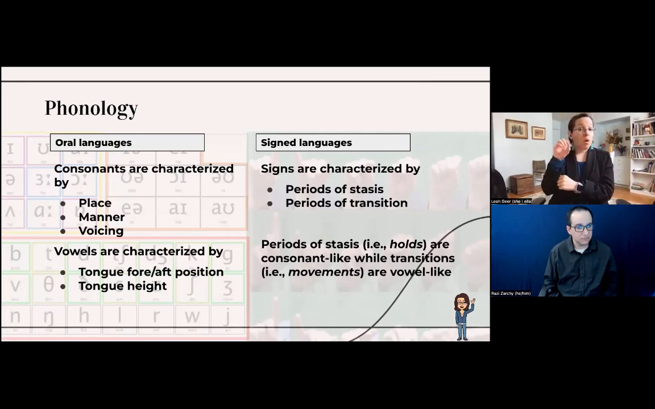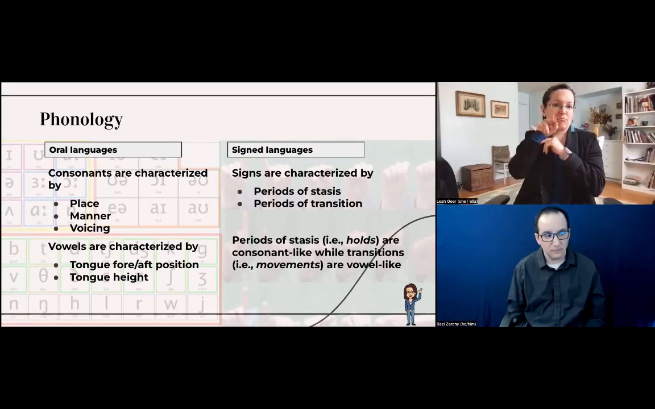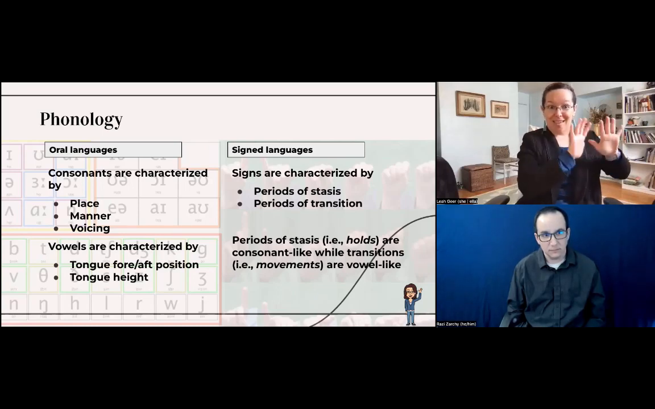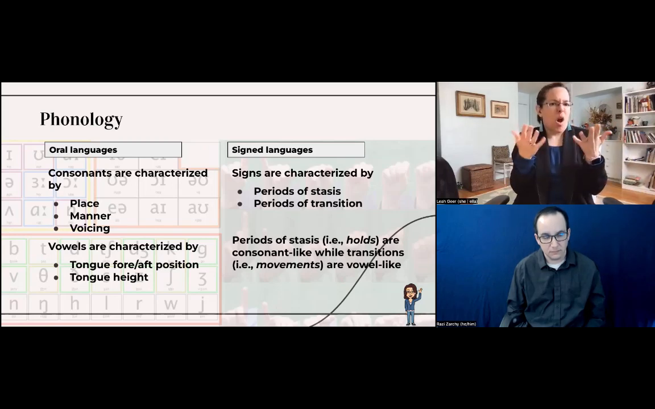A little bit more here about phonology. For oral languages, consonants are characterized by a number of features that I'm sure you could all render off in your sleep with your eyes closed and backwards: place, manner, and voicing. Now, whereas vowels are characterized by the tongue's positionality, whether it's fore or aft, and the height at which it is in the mouth, right? And so we have that for our oral languages.